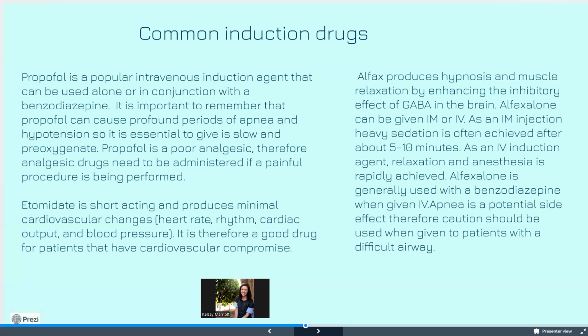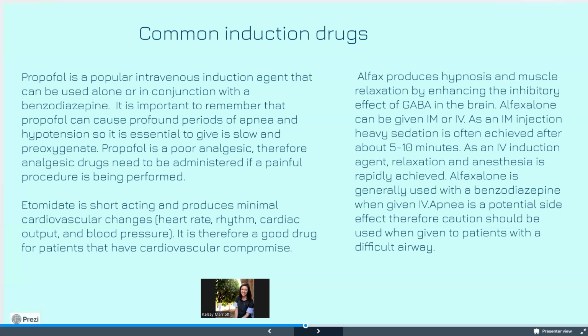We also have something called Alfaxan or alfaxalone. So this one is actually a little more versatile in the sense where it provides more muscle relaxation because it's inhibiting the GABA receptors in the brain. And alfaxalone can actually be a part of a pre-med protocol. And it can actually also be given IM or IV and sub-Q. It just depends on what you're doing with it.